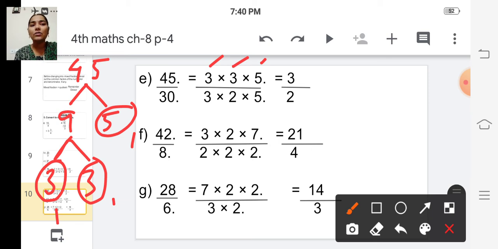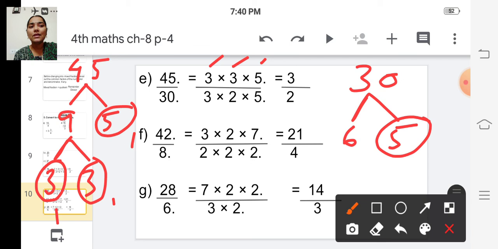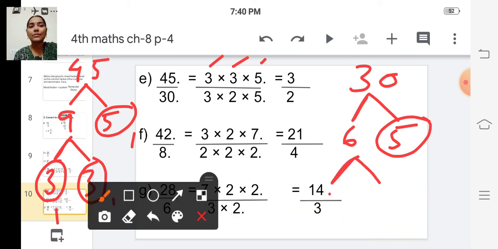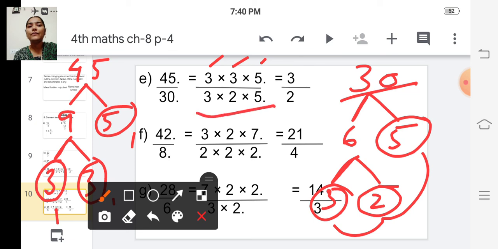And now we'll find out the factors of 30. 6 5s are 30. 5 is the prime number, and this 6 can be written as 3 into 2. So 3 2s are 6. So 30 can be written as 3 into 2 into 5. Now we shall cancel out the common factors. Here 1 3 is there, and here also 1 3 is there, and here 1 5 is there, here also 1 5 is there. So in the numerator 3 and denominator 2 is left. So 3 divided by 2.